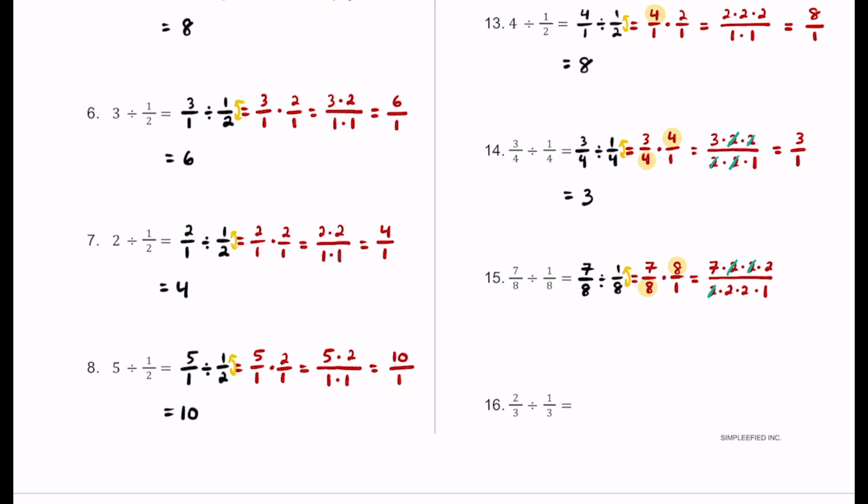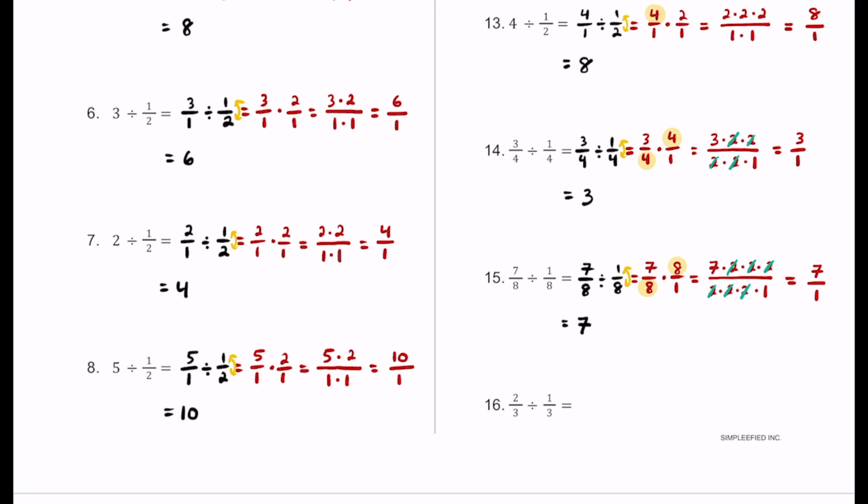These 2's cancel out, these 2's cancel out, and these 2's cancel out, which makes sense because 8 over 8 would cancel out. So we're just left with 7 over 1. And 7 over 1 is just 7. So you'd have 7 of these 1/8 size pieces that fit into 7/8. Okay.